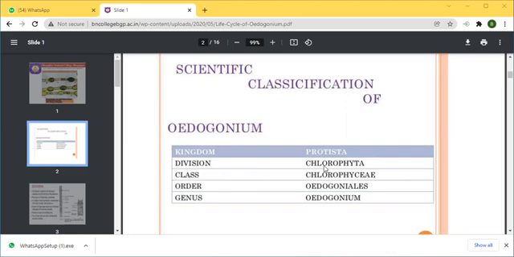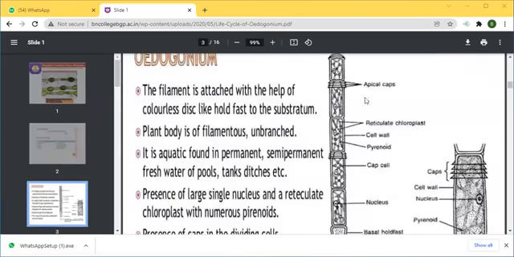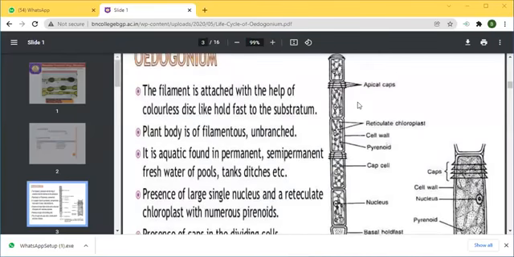Classification is more important in your theory and practical. That's why you should learn it by heart. The classification is very important. And this is the classification. See, what is the thallus? What are the characteristic features of Oedogonium?